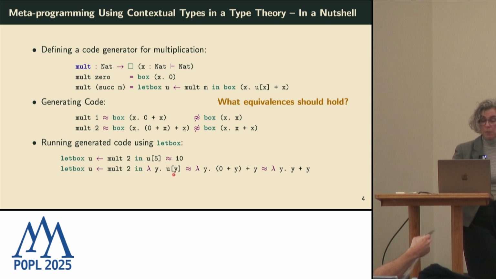So here we're renaming the free variable that is in this piece of code with y. So we get 0 plus y plus y. And since in a type theory we're evaluating under lambda, this would actually give you a function that adds y to y.